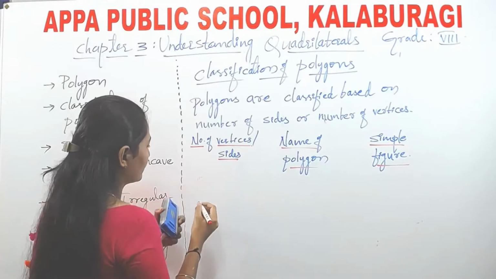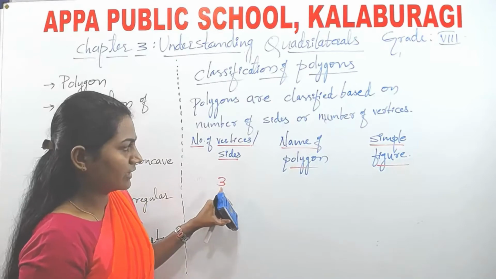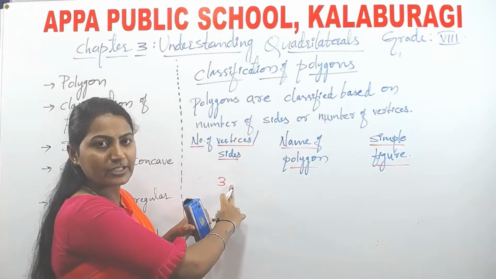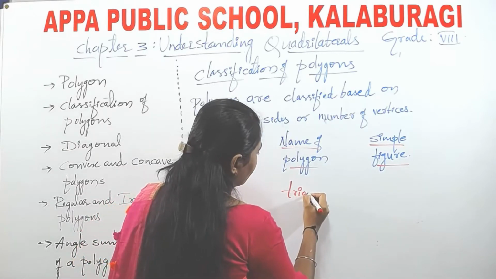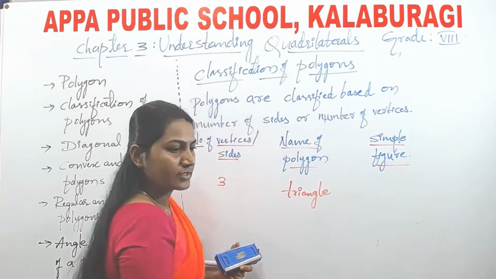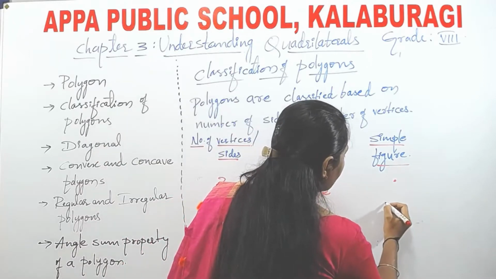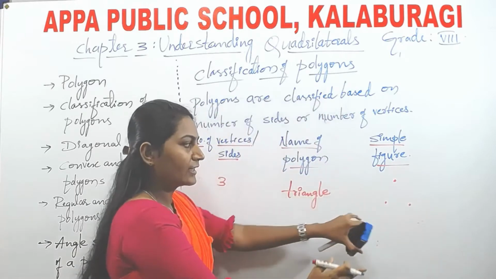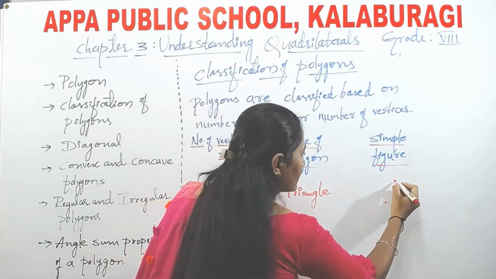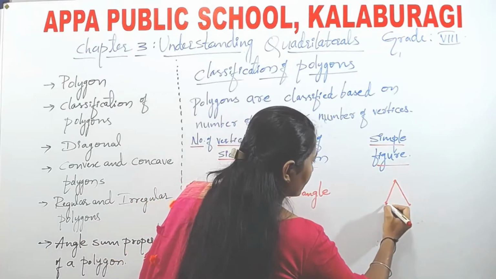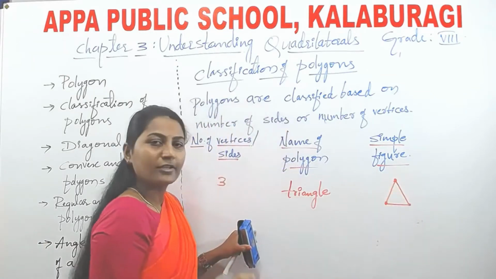So let the number of vertices be 3. If there are 3 vertices, what do you call such a figure? You call it a triangle. And how does it look? See, there are 3 points, I can say 3 non-collinear points. If I just join them, it forms a polygon.